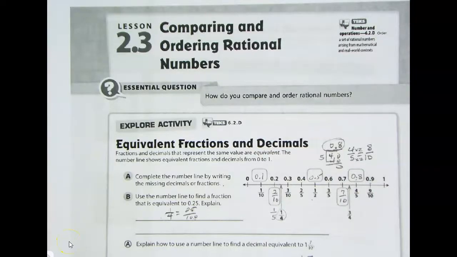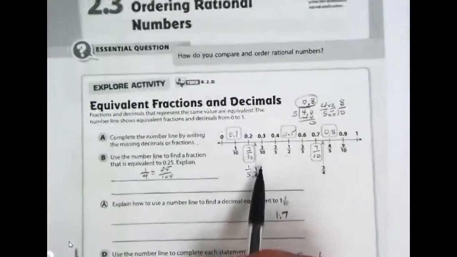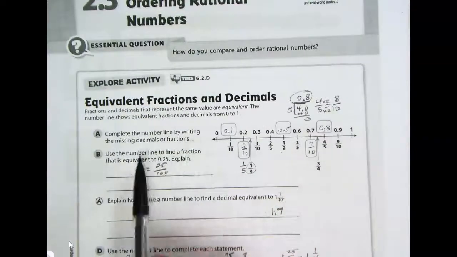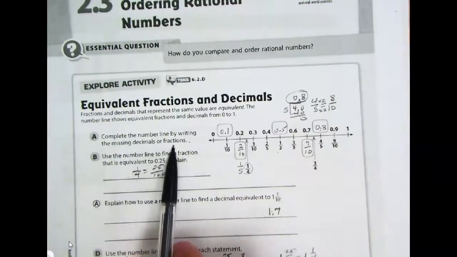This is lesson 2.3 on comparing and ordering rational numbers. So, first we're going to look at equivalent fractions and decimals. Let's complete the number line by writing the missing decimals or fractions.